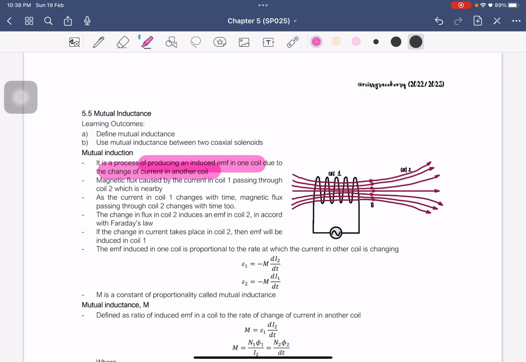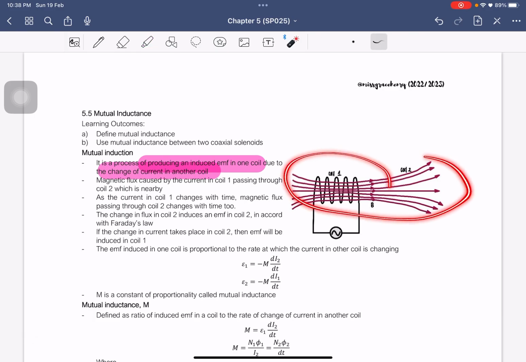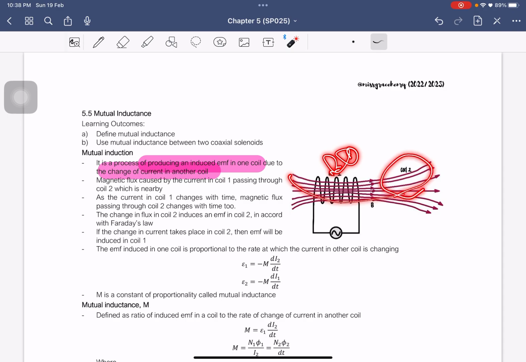Okay, so how does the induced EMF form? It is because there is a change of current in another coil. So the magnetic flux caused by the current in coil 1 passes through coil 2, which is nearby. So this is the magnetic flux. As the current in coil 1 changes with time, the magnetic flux passing through coil 2 changes with time too. So the change in flux in coil 2 will induce an EMF in coil 2 in accord with Faraday's law.